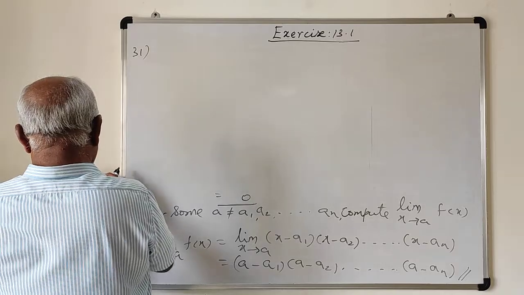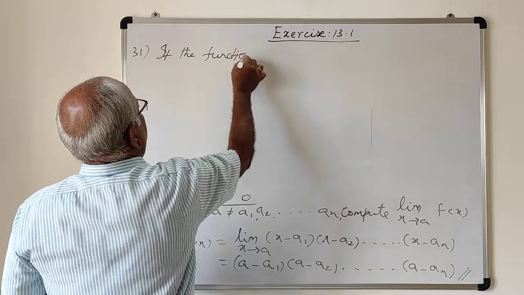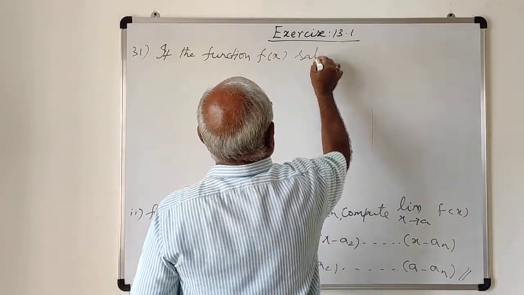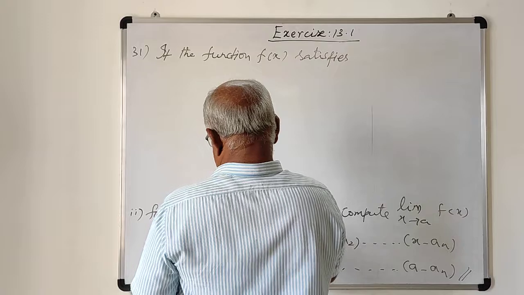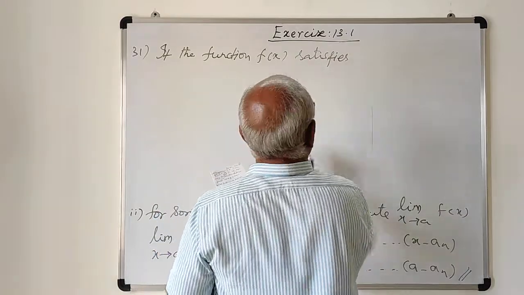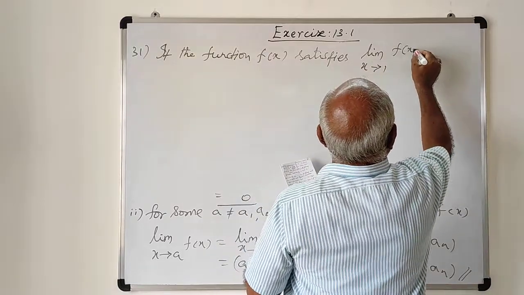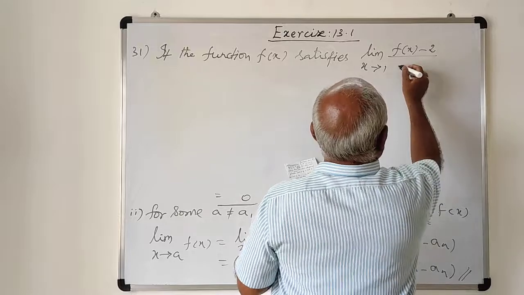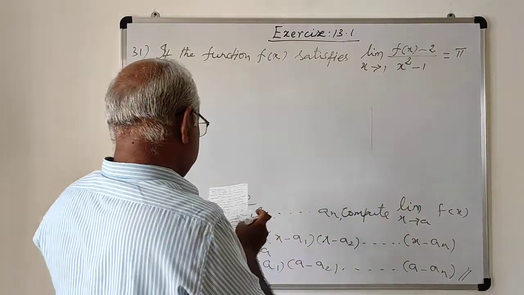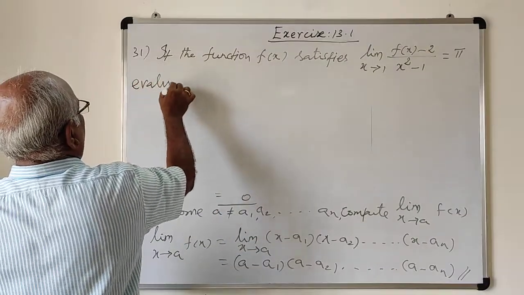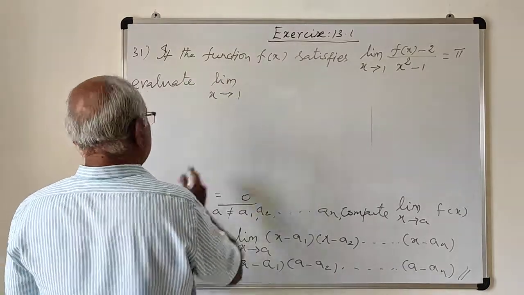Problem 31. If the function f of x satisfies the limit as x tends to 1 of f of x minus 2 by x square minus 1 equal to pi, evaluate the limit as x tends to 1 of f of x.